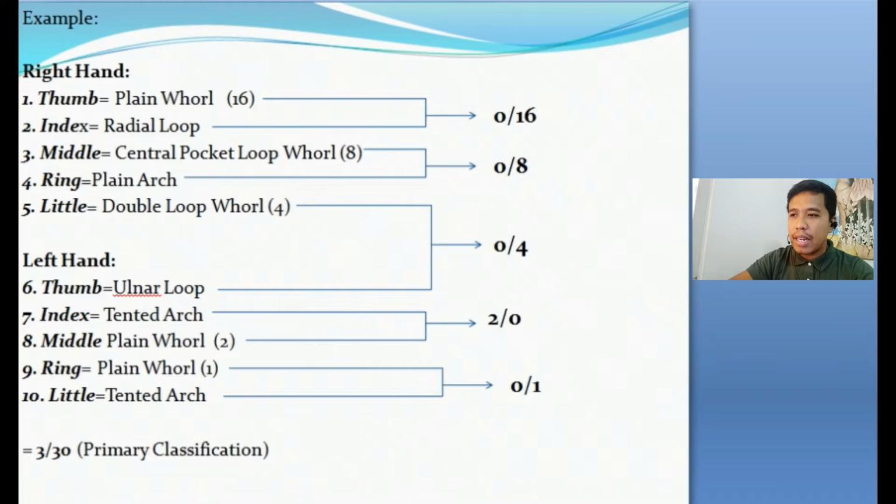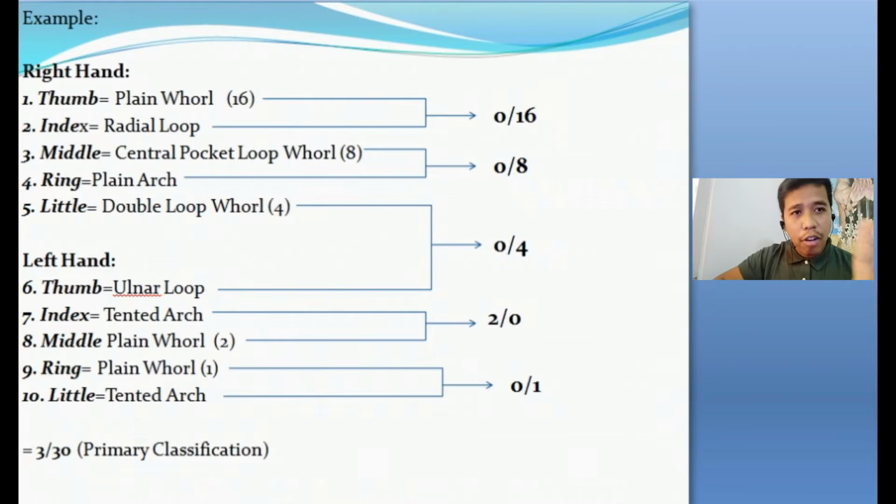Yung ring finger niya, sa right thumb ring finger niya is plain arch. Yung little finger niya is double loop whorl. Tsaka yung left hand niya, ang thumb niya is ulnar loop, index tinted arch, middle plain whorl, tsaka ring finger plain whorl, and little finger is tinted arch.